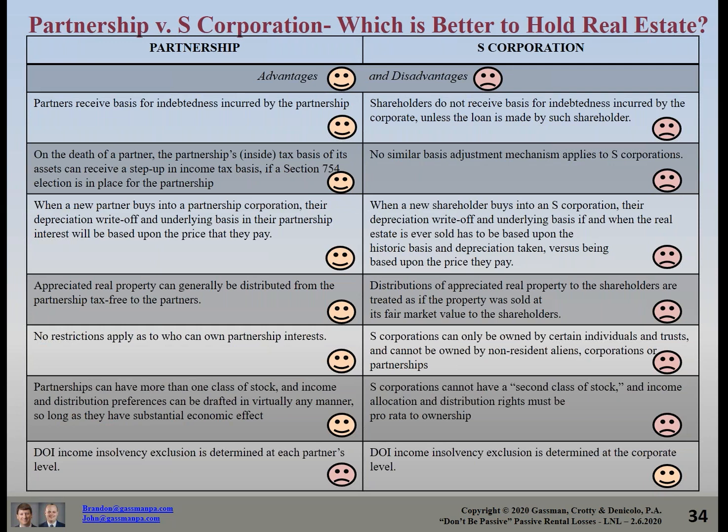Now, the one exception here, where the S corporation might be more beneficial than a partnership, is if the property has lost a lot of value and you might be upside down in a mortgage. If you file for bankruptcy and then you have cancellation of indebtedness income, the insolvency exclusion under Section 108 is determined at the corporate level under an S corporation. So if you only have one asset that's upside down, you're obviously insolvent. You won't have income from cancellation of indebtedness. Under a partnership, it's determined at each partner's level.